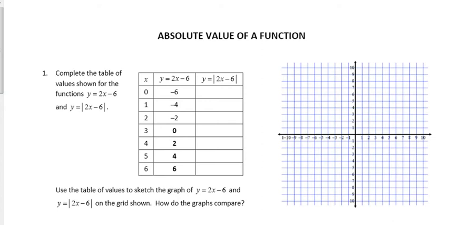Complete the table of values shown for the function y equals 2x minus 6, so that's done, and the absolute value of 2x minus 6. So what goes here? 6. And? 4. And? 2. And? 0. And? 2. And? Negative. And? Okay. Use the table of values to sketch the graph of y equals 2x minus 6. Okay, so 0, minus 6. 1, minus 4. 2, minus 2. 3, 0. 4, 2. 5, 4. 6, 6.